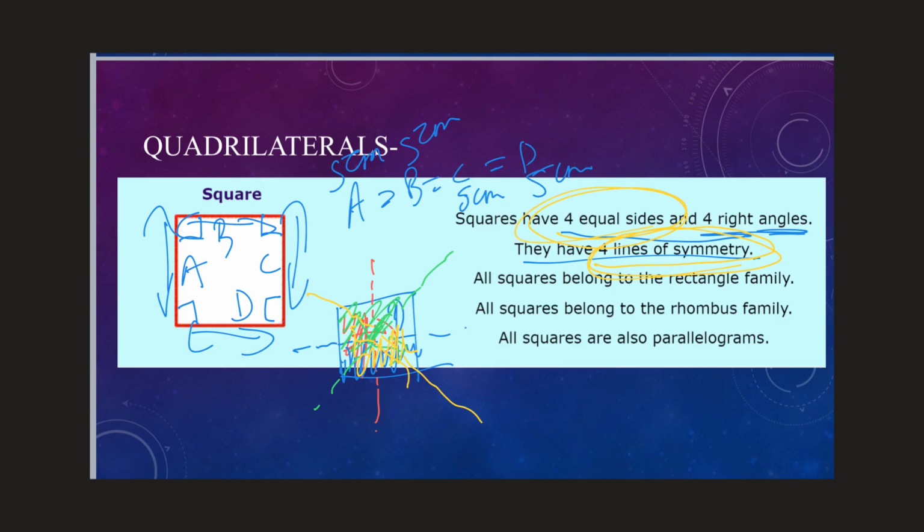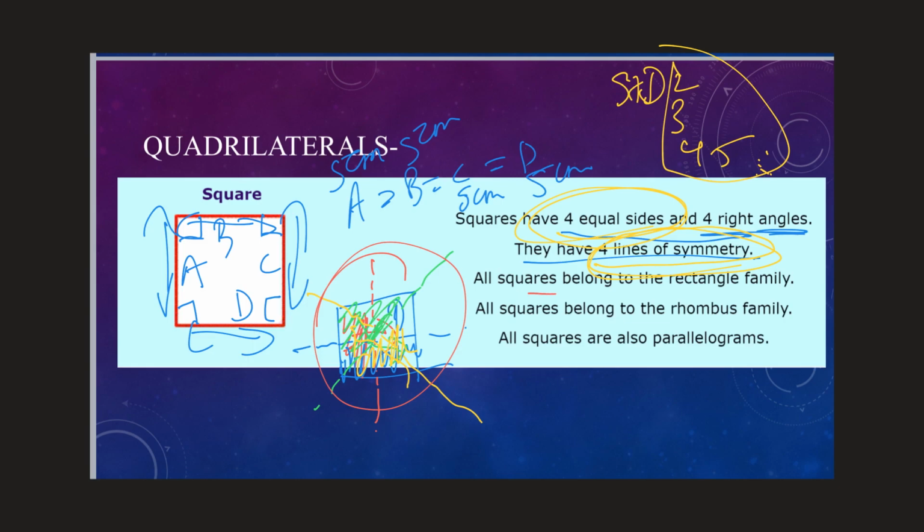I don't care if you're in standard 2, standard 3, standard 4, standard 5, you must know this. Know those. And I basically showed you guys it on this diagram here. So remember that. Alright, so all squares belong to the rectangle family. All squares belong to the rhombus family. All squares are also parallelograms. This is where in the exam, they're going to ask you some stuff based on your knowledge.